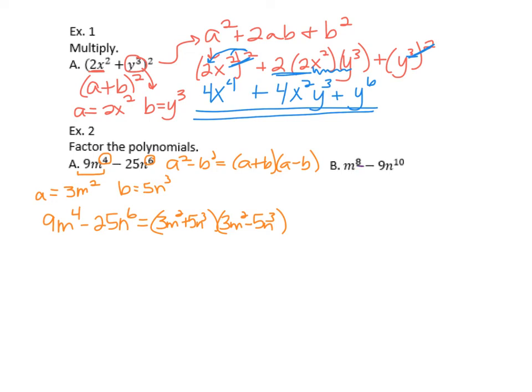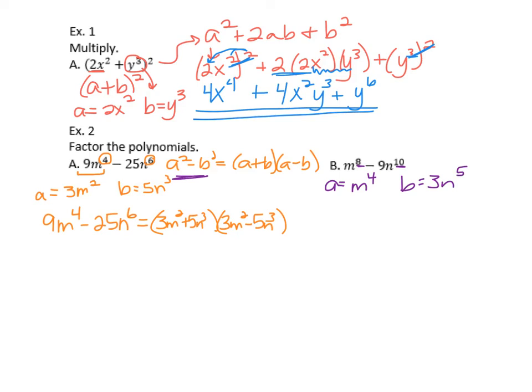Let's try another one. m to the 8th minus 9n to the 10th. Oh boy. Well, I see 9, and I recognize that that's a perfect square. And another thing to help you recognize that it'll be perfect squares, not cubes, is that your exponents are even. So anything that's even is going to be a perfect square. If we follow our a squared minus b squared template, what exponent could we raise to get to the 8th power when we square it? That would be m to the 4th. And then for 9n to the 10th, that would be 3n to the 5th.